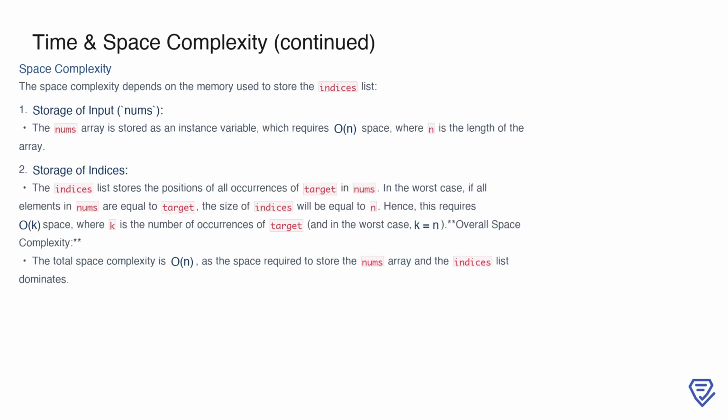The space complexity of this solution is primarily influenced by the memory used for storing the nums array and the indices list. First, the nums array is retained as an instance variable, which requires O(n) space, where n is the length of the array. Next, we store the indices of all occurrences of the target in a separate list. In the worst-case scenario, where every element in nums matches the target, the size of the indices list will also be equal to n, requiring O(k) space, where k is the number of occurrences of the target and can be as large as n. Thus, the total space complexity is O(n), as the storage of both the nums array and the indices list dominates the memory usage.